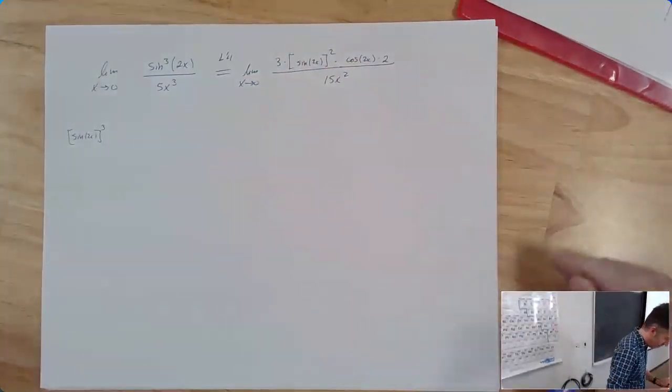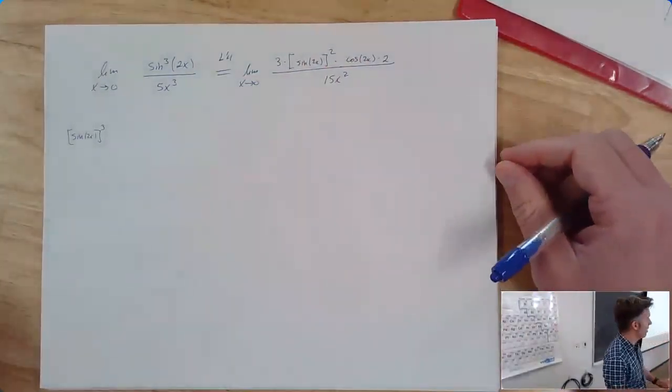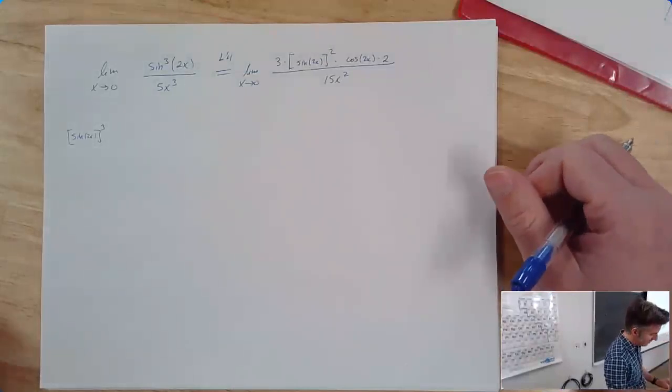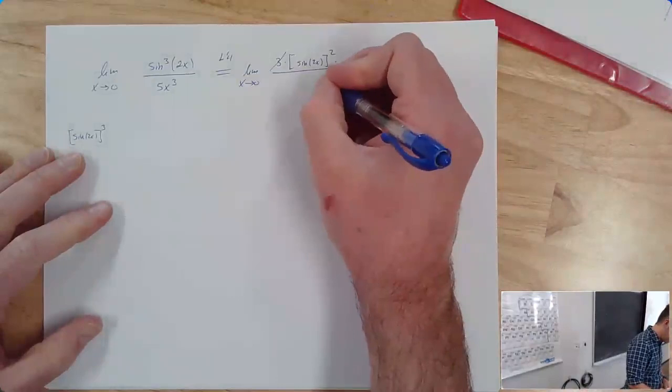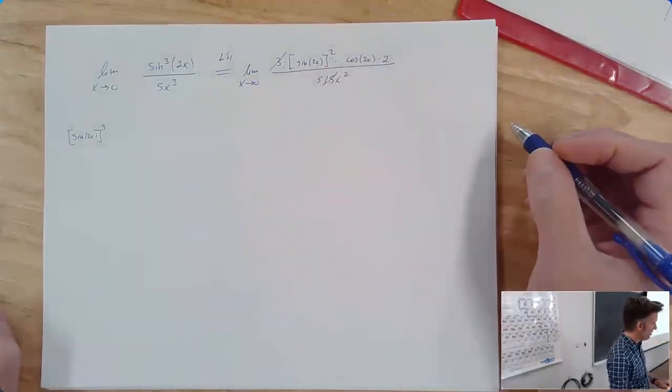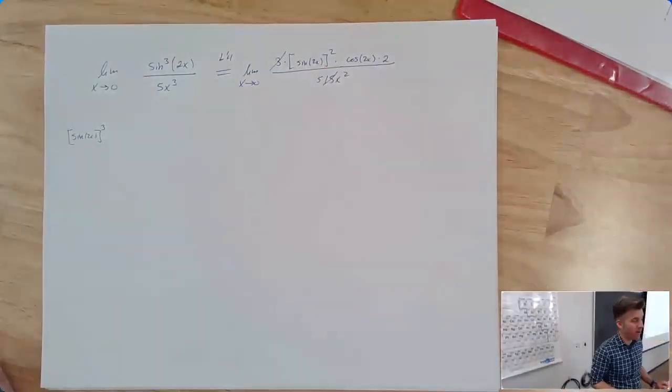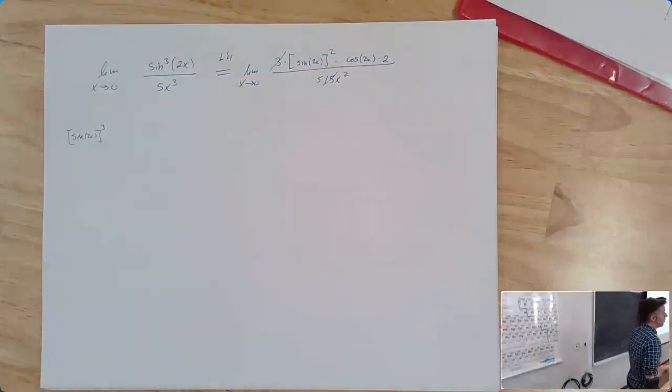You might notice that this is looking terrible already. I could simplify this a tiny bit if I really wanted to, cancel a 3 here and a 3 here. But when I do the next iteration, I should point out, if we plug in 0 at this point, we're still going to get 0 over 0, because sine of 0 is 0 and 0 squared is 0. And the next iteration of L'Hopital's rule, one, is terrible and two, is not conclusive.